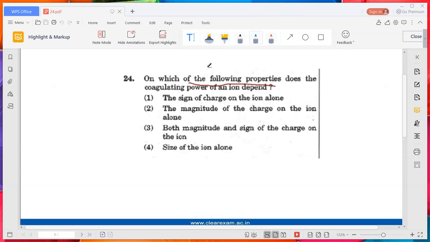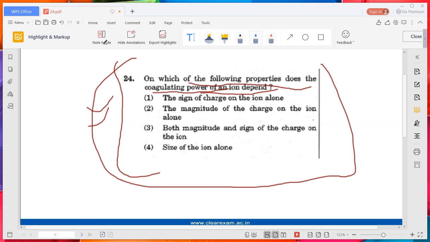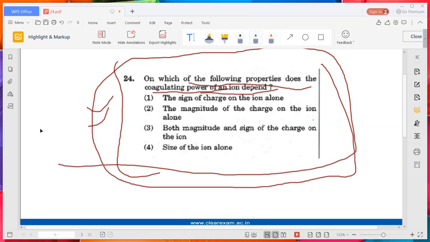The following properties, which does the coagulation power of an ion depend on? It is asking about the coagulation power of an ion. This is actually a 2018 previous year question, right? It is a very important previous question from the examination point of view nowadays, because it's asking which one of these the coagulation power of an ion depends on.